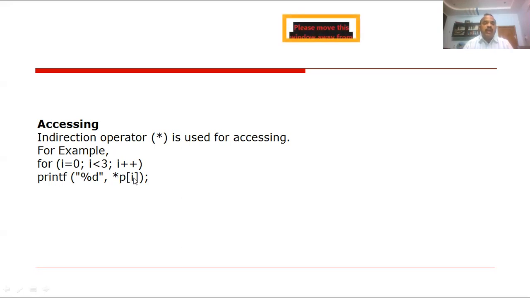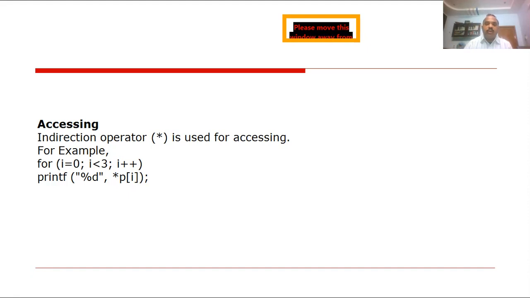Clear? So what is the value of I? That is the address of the general array. So it is used to collect a value from the A of I array location. Clear? This is accessing, all of you. For example, for I equal to 0, I less than 3, I plus plus, display the first value, second value, third value. That's why asterisk is called an indirection operator. Tomorrow I will use Word and explain each and every point.